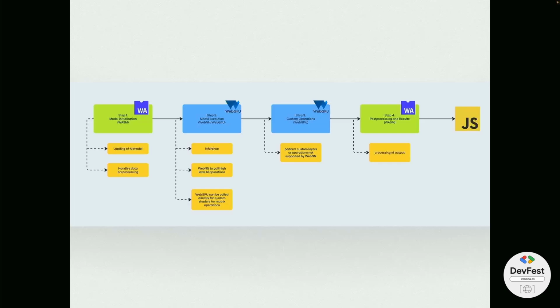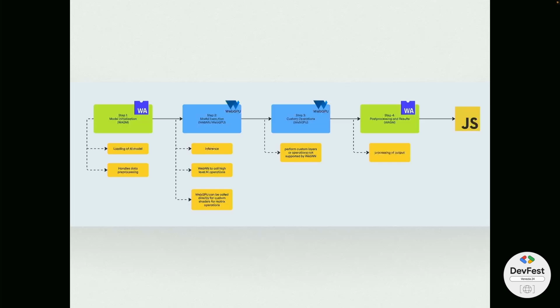And then you can use WebNN to call these high-level AI operations like convolution, activation, and pooling. And then it will select the best hardware to use, whether it's CPU or GPU. In some cases, though, one thing is WebNN is not supported by a lot of browsers. For example, in Chrome, it's only supported by Chrome Canary and very cutting-edge versions. So in most cases, WebNN is actually not supported. Then you can directly use WebGPU to write custom shaders for matrix operations.